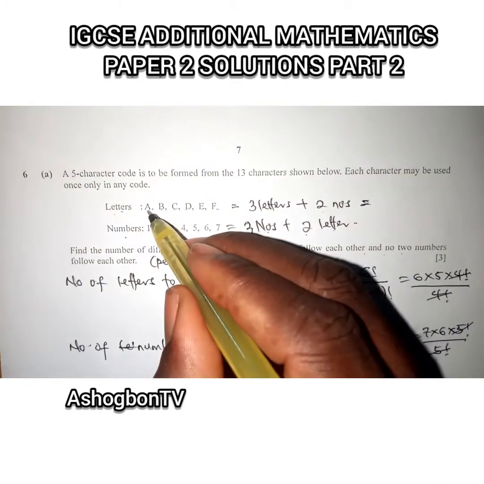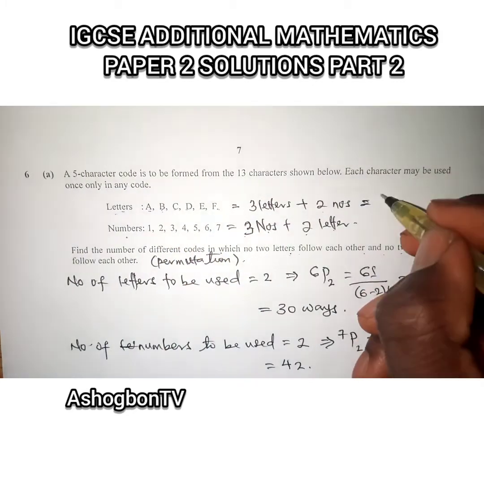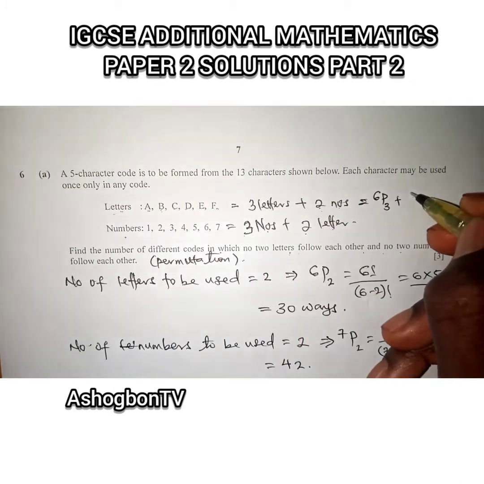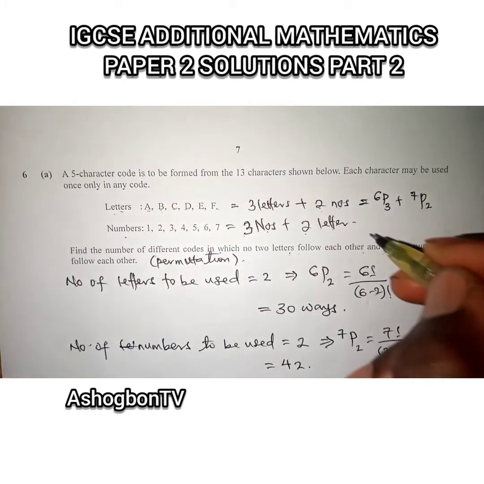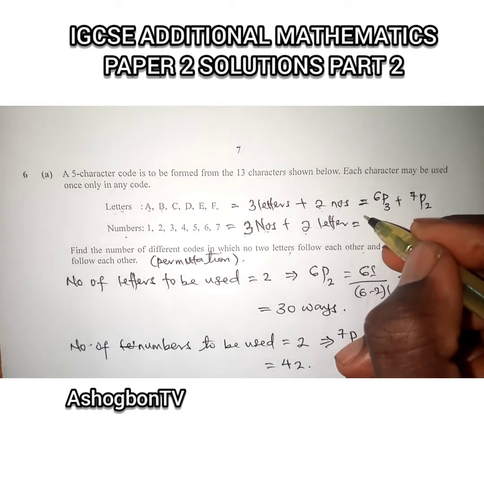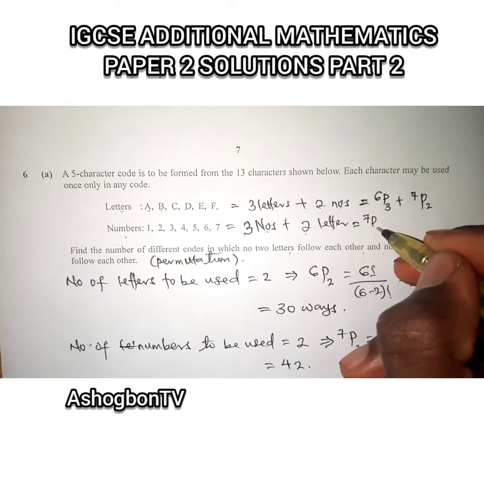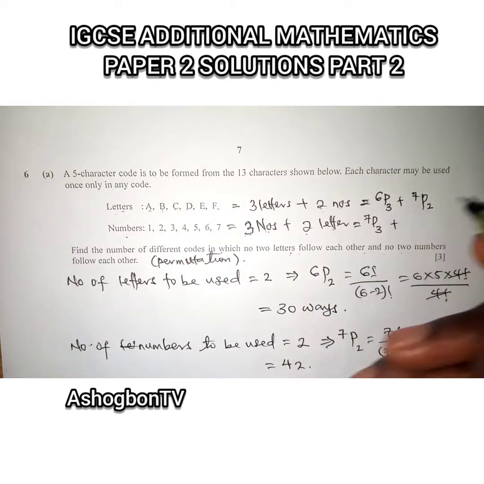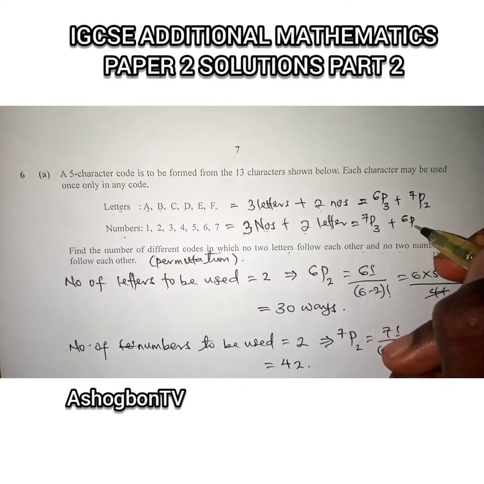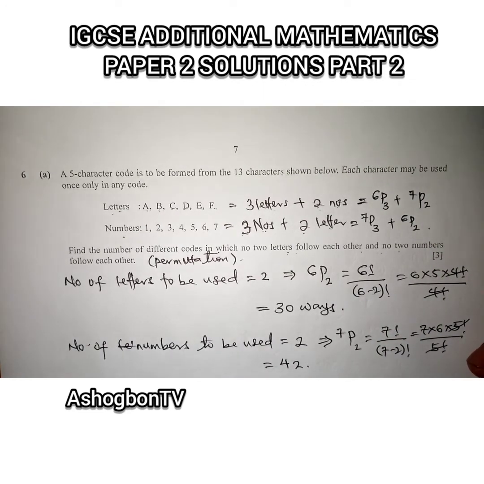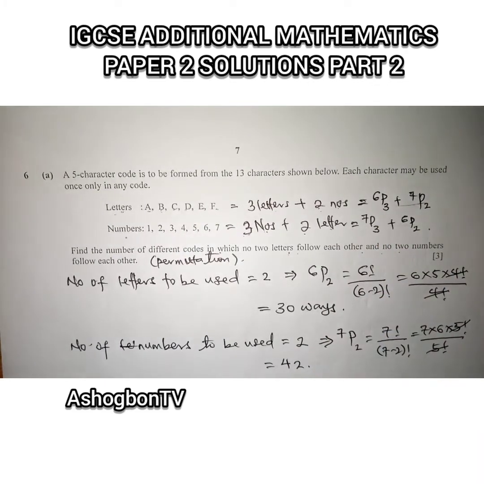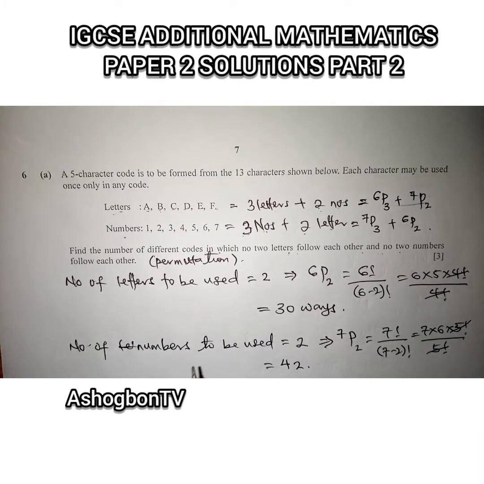If that is the code, that means we have 3 letters. We have 1, 2, 3, 4, 5, 6, so you have 6 permutation 3, plus 2 numbers will be 7 permutation 2. Then what do we have for 3 numbers? 3 numbers here will be 7 permutation 3, plus 2 letters, which will be 6 permutation 2. If that is the case, all we need to do is express this and we get our answer.